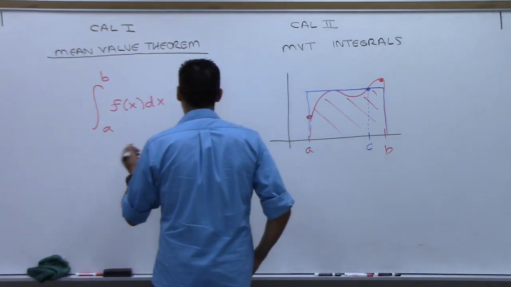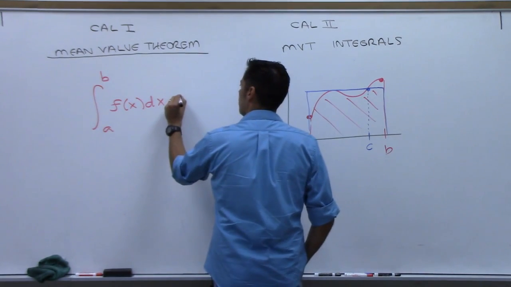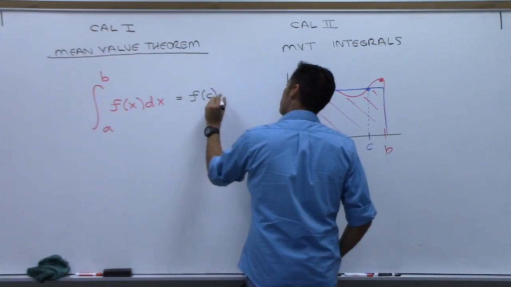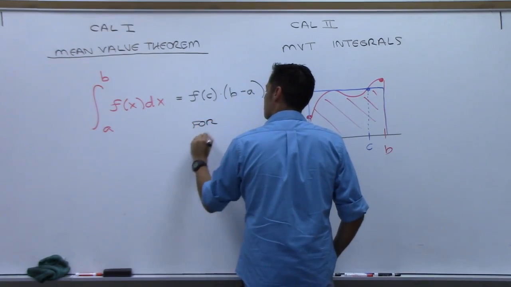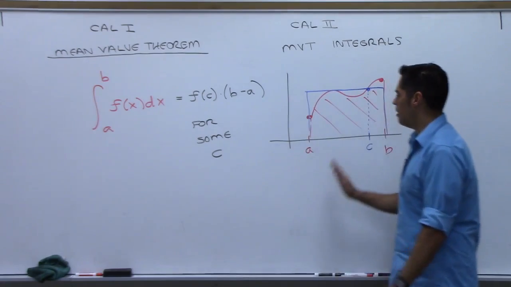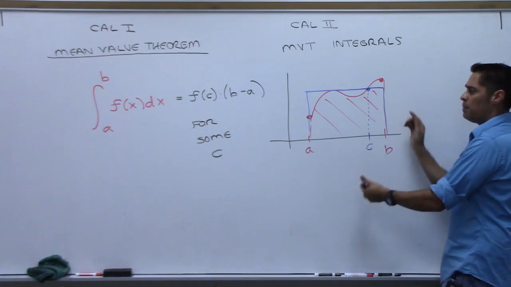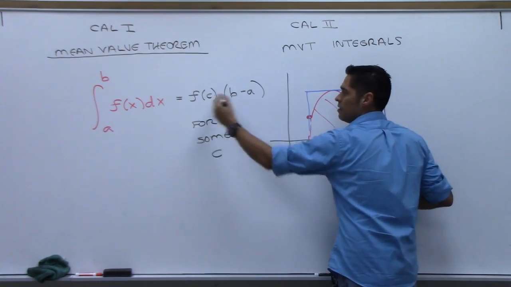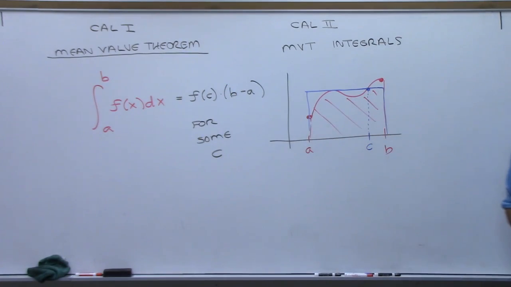So what we're saying is that this integral should be equal to f of c times b minus a for some c. There's got to be some c in here that if I take the height of the function there and multiply it times the width, which is b minus a, so that's the area of that rectangle in blue, that must match the area of the rectangle in red.